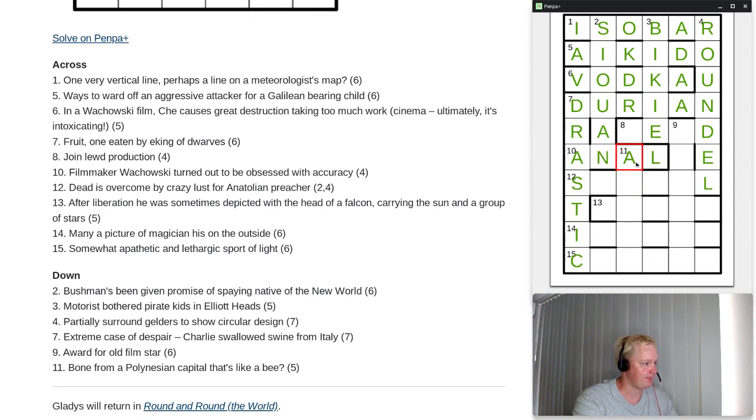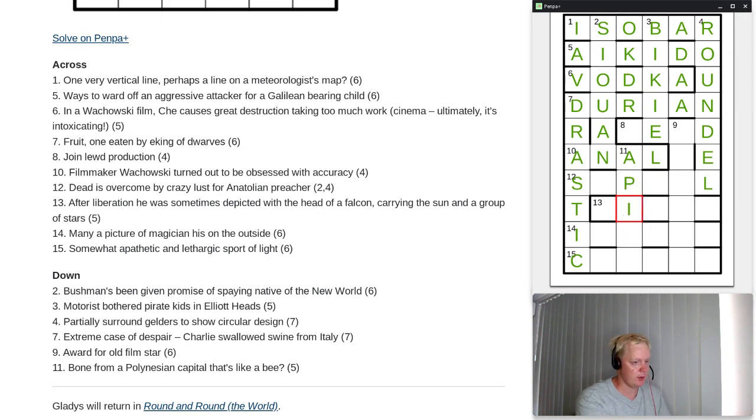11 down. Let's look at that one. That starts with A. And again, this was just a straight answer. We didn't remove anything there. 11, so the last down answer. Bone from a Polynesian capital that's like a bee. Bees are apians. That's like the term for shaped like a bee. You're shaped like a bee. Something shaped like a bee is apian.